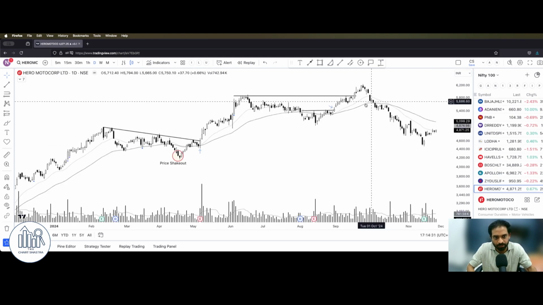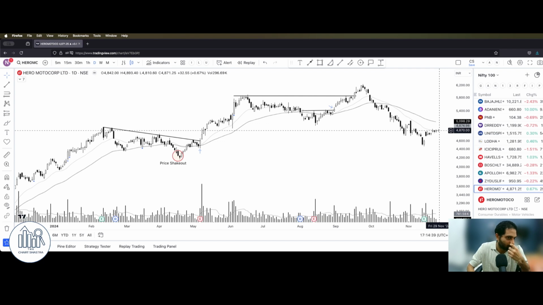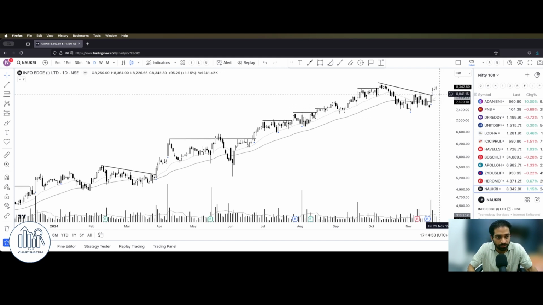Hero Motocorp, similar to Bajaj Auto, it has given lower lows, lower lows, lower lows. TVS Motor was a bit more good than this. I mean, Eicher Motors has been at the top, although it has some other segments too, other than two-wheelers.